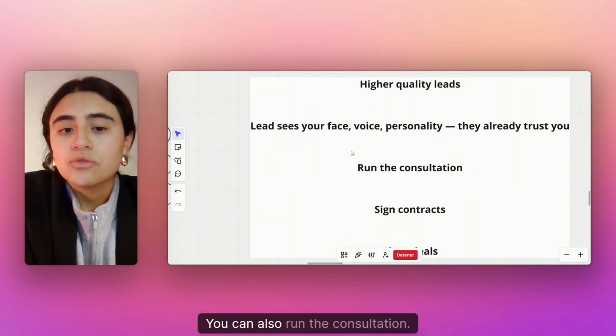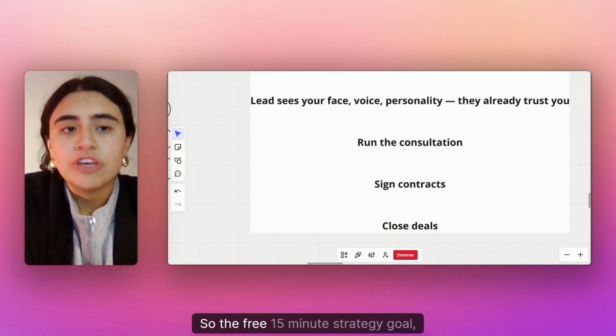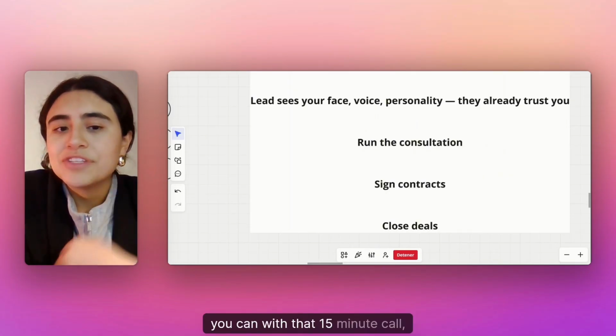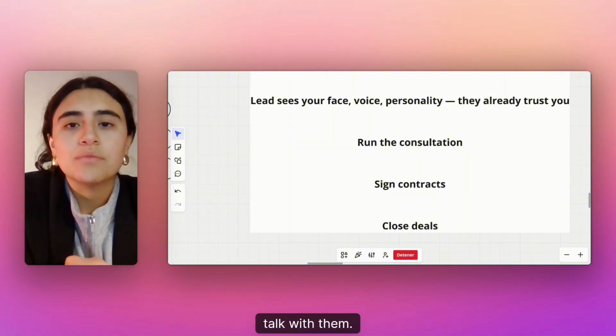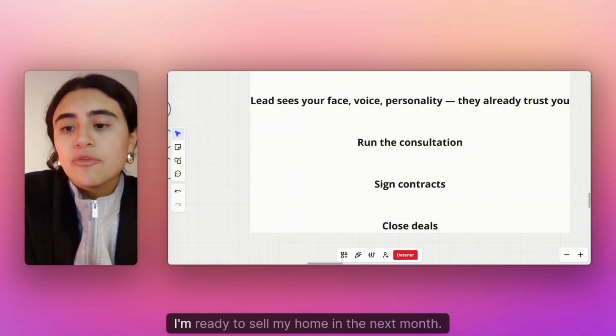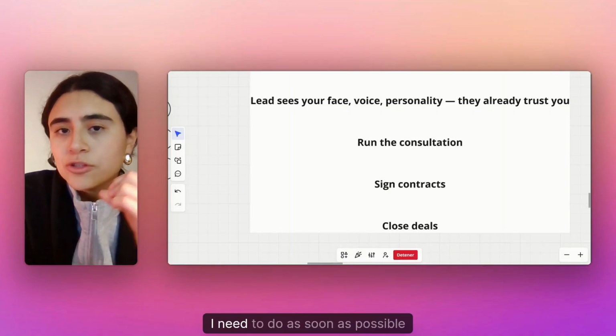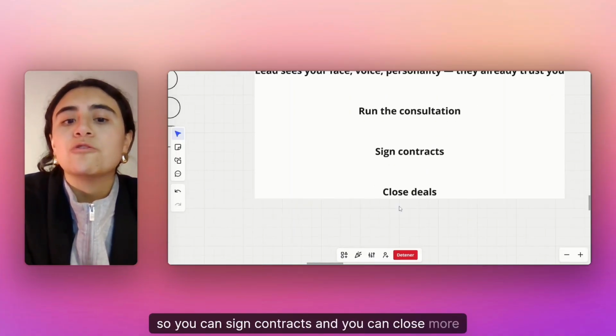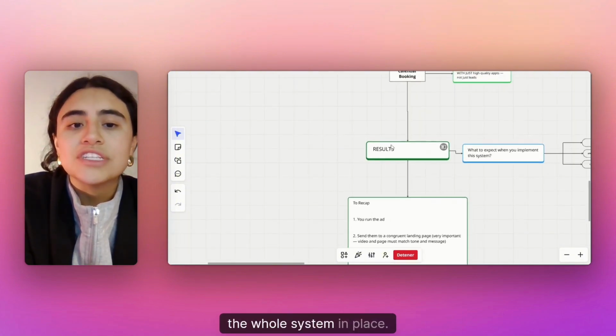You can also run the consultation, so the free 15-minute strategy call, you pitch them, and with that 15-minute call, qualify them, talk with them. I'm ready to buy a home in the next 3 months, I'm ready to sell my home in the next month, I need to do it as soon as possible. So you can sign contracts and you can close more deals, basically, with the whole system in place.